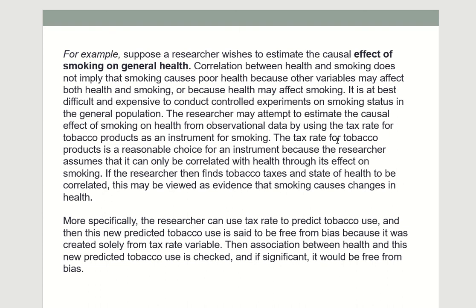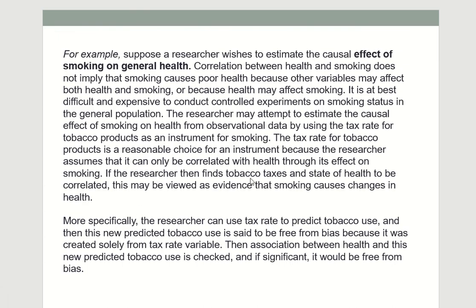The tax rate for tobacco products is a reasonable choice for an instrument because the researcher assumed it can only be correlated with the health outcome through the effect on smoking. So let me repeat that. The tax rate for tobacco products is a reasonable choice for an instrument because the researcher assumed it can only be correlated with health outcome through the effect on smoking. That's what we're saying. It's not reasonable that tax is causing the health outcome. It has to be through smoking.